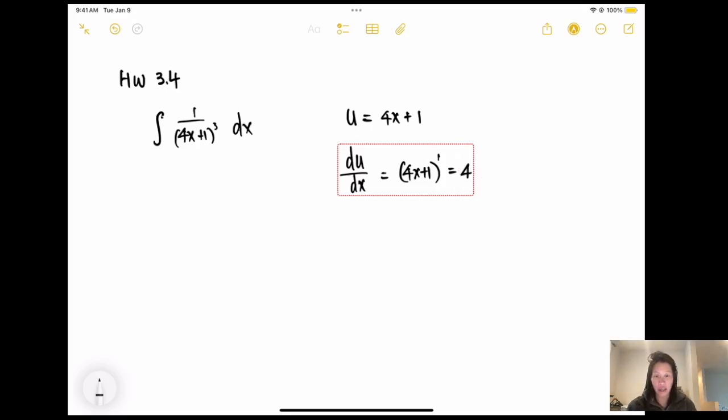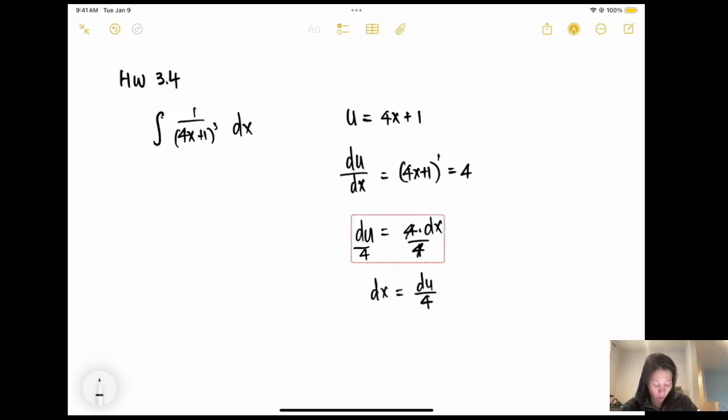Now we need to solve for dx. So we know that du over dx equals 4. Then we can solve by multiplying dx on both sides. I have du equals 4 times dx. Then I divide by 4 on both sides. Now I solve for dx: dx is equal to du over 4. Now the next step is we're going to substitute dx and u into our original function.